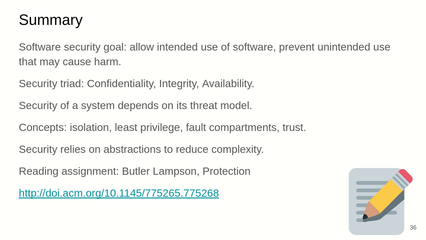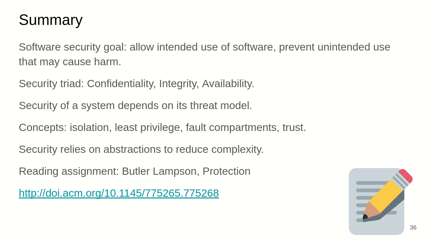Let's summarize what we discussed today. The software security goal is allowing intended use of software and preventing unintended use that may cause harm. Again, we need the definition of what is intended and what is unintended as part of a specification. We talked about the security triad of confidentiality, integrity, and availability. We looked at the security of a system depending on its threat model, and talked about core concepts such as isolation, least privilege, fault compartments, and trust.